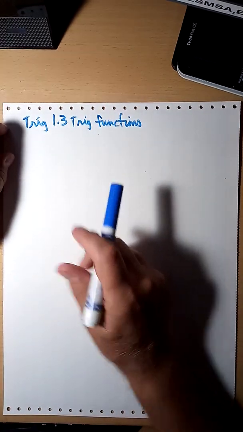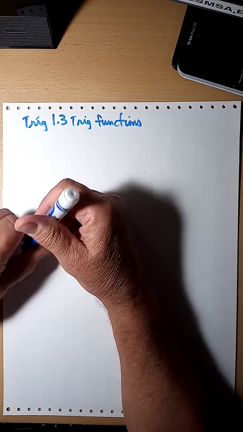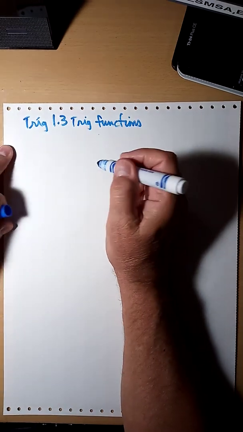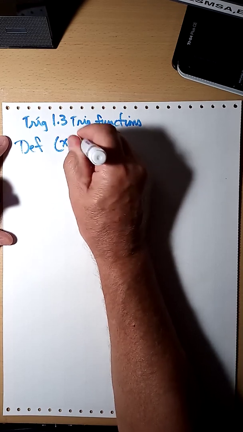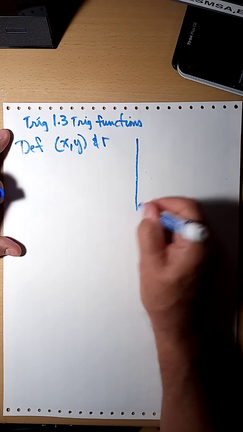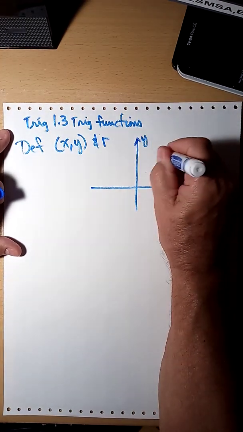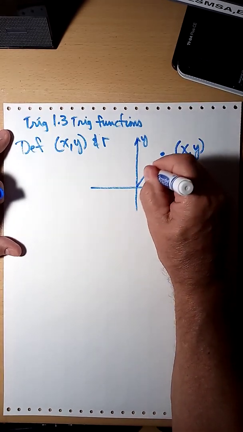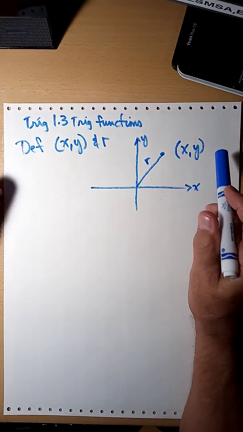Trigonometry, section 1.3. This is when we introduce the trigonometric functions. First of all, we're going to have several definitions. This definition is what I call the x, y, and r definition, because we're going to take a point in the plane. It's going to have the coordinates x and y, and the distance from the origin is going to be r.